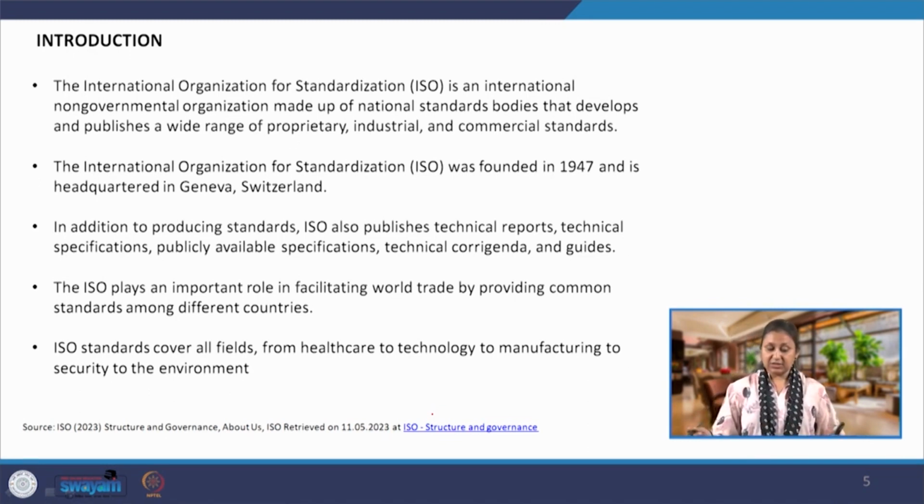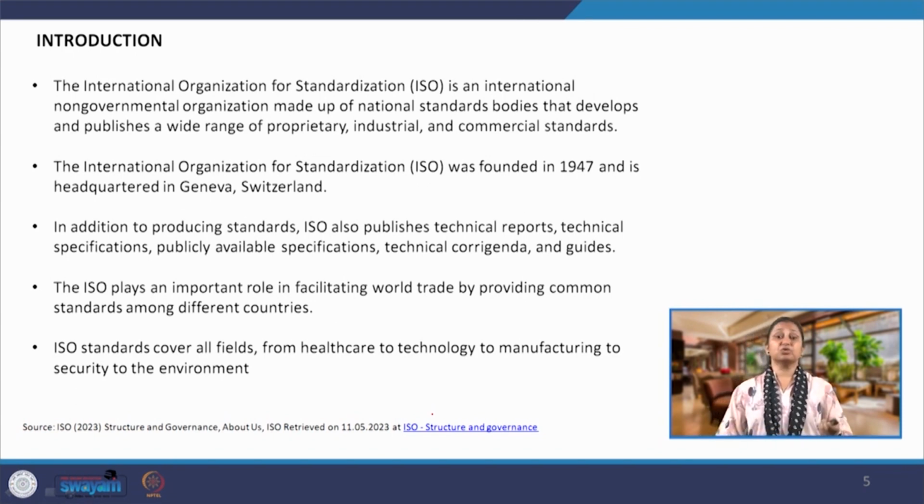ISO, or the International Organization for Standardization, is an international non-governmental organization made up of national standard bodies that develop and publish a wide range of proprietary, industrial and commercial standards. So, ISO is the international standardization body which is made up of different national standardization bodies, and they all come together and develop and publish a wide range of these standards, the 14000 series being one of those. It was founded in 1947 and is headquartered at Geneva, Switzerland.